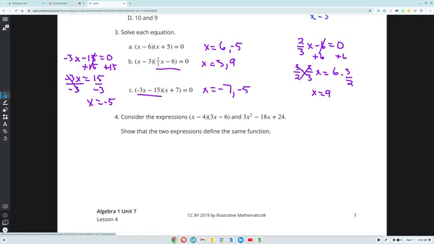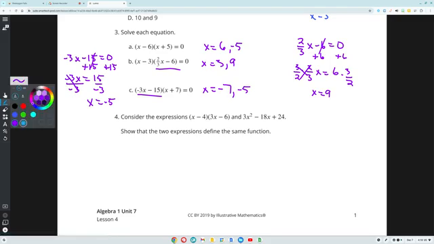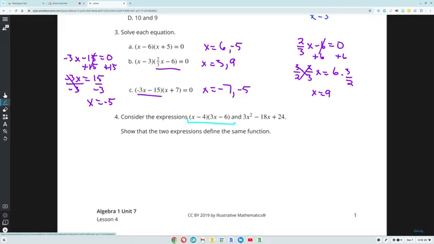4 says consider the expression the quantity x minus 4 times the quantity 3x minus 6 and the expression 3x squared minus 18x plus 24. Show that the two expressions define the same function. Well, there's a lot of ways I can do this. One way is by looking at them graphically and putting them both in y equals, but the way easier way is just to multiply these two binomials together, those two factors together. And if I were to do that and put it in standard form, they should match up.